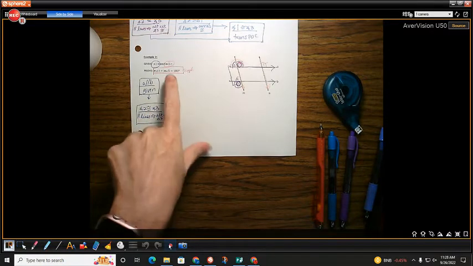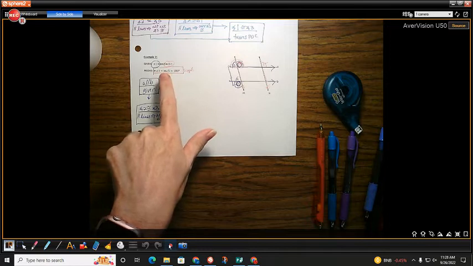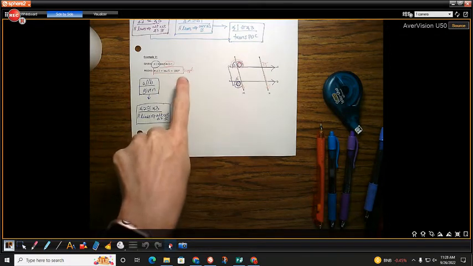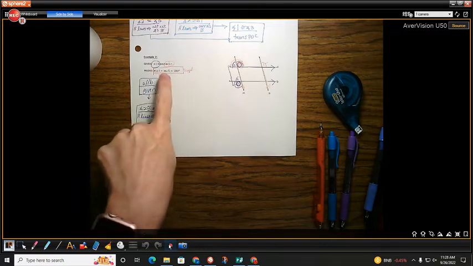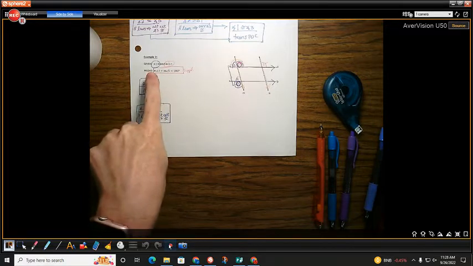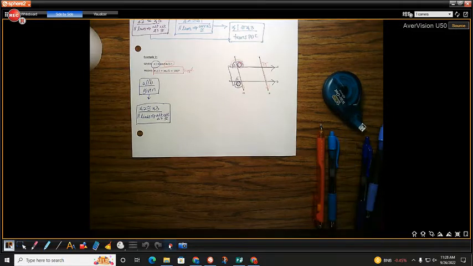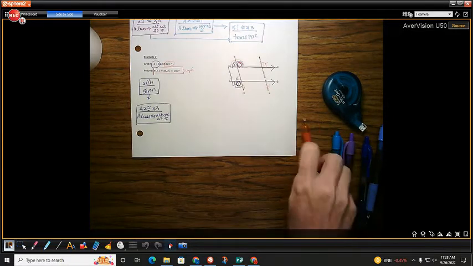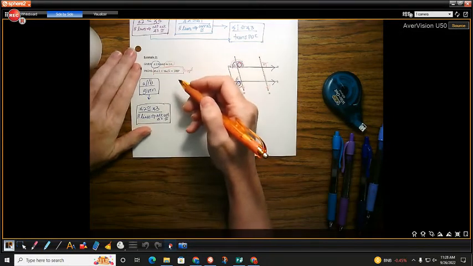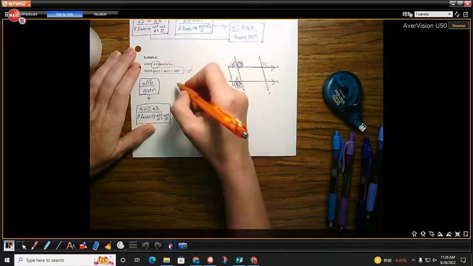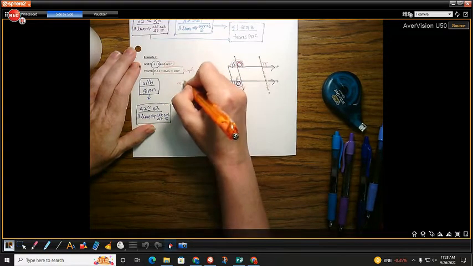Are either of those angles in what I'm trying to prove? Nope. So I don't have a 180, I don't have an angle 5, and I don't have an angle 1. Okay? So, now what? Maybe another given? Okay, so M parallel to N? Yep.